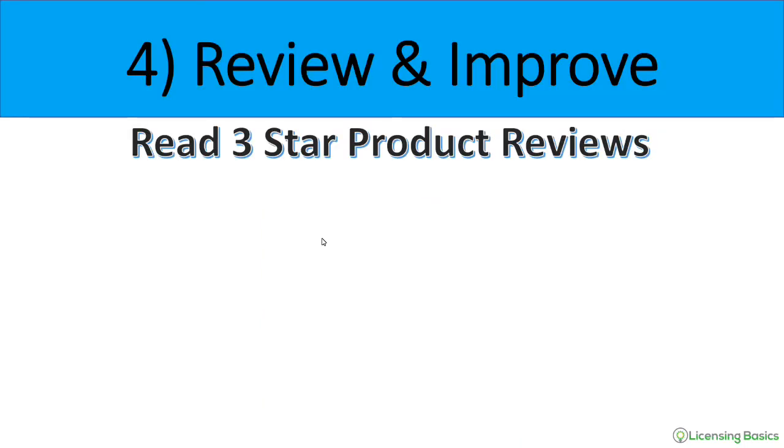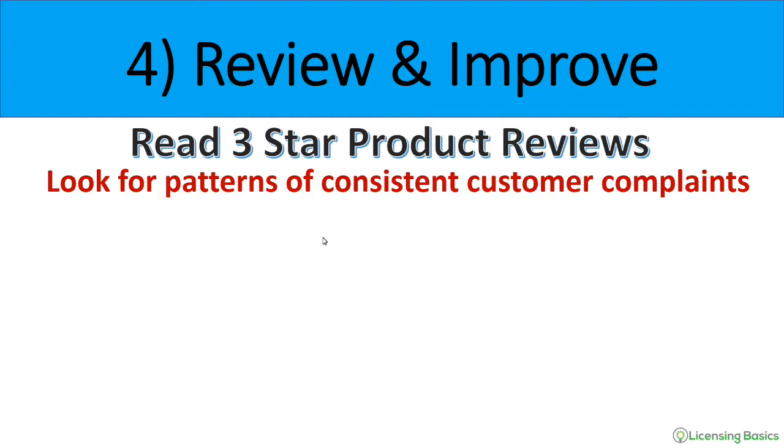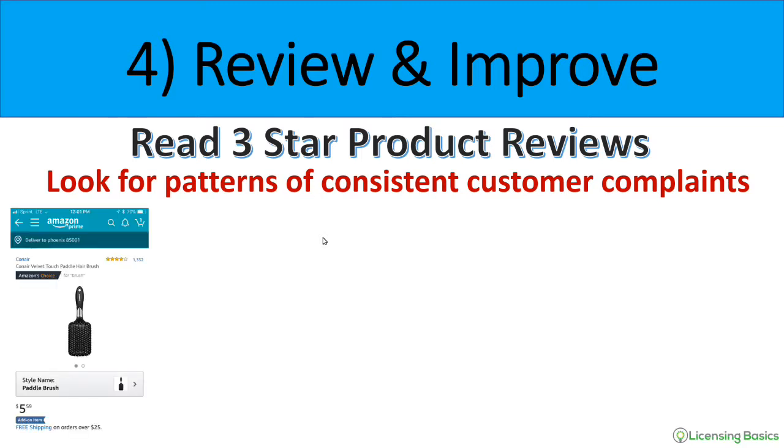So number 4 is review and improve. Okay, read 3-star product reviews and find out basically what you're going to do is you're going to look for patterns of consistent customer complaints. So I actually pulled an image of this hairbrush off Amazon, and it looks like it has 1,352 reviews with an average rating of 4 stars, which is a pretty good product. What I found when I started looking at the 3-star reviews is there was a consistent customer complaint that I found. So this one says travel size, not a full size.